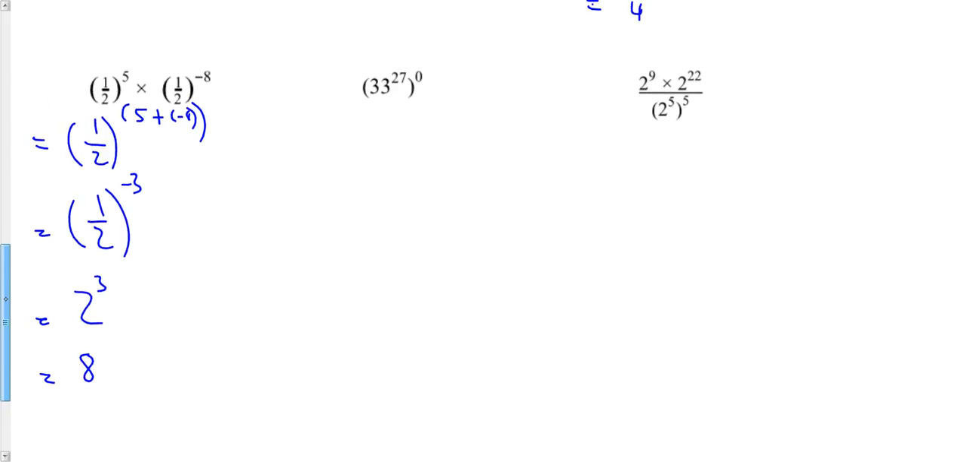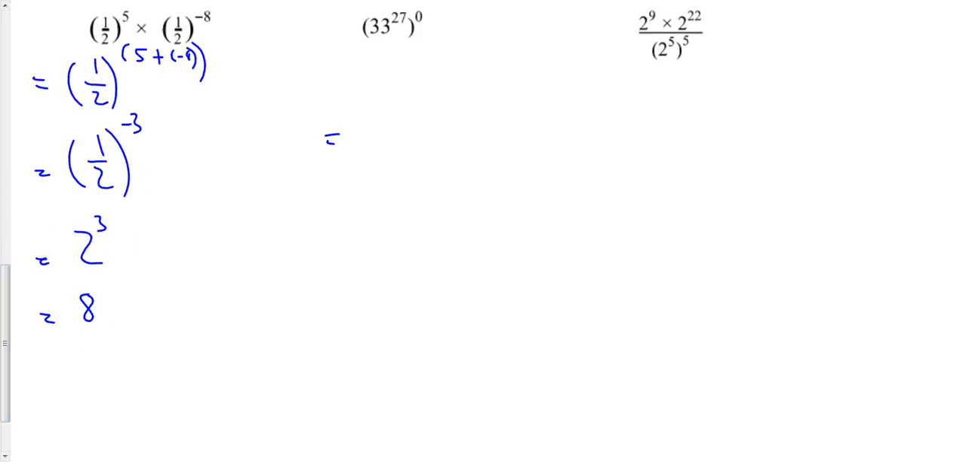In the middle, we've got 33. So we've got a power raised to an exponent. So the power is 33 to the exponent 27, and that's being raised to the exponent 0. So I have to multiply those exponents together. So that gives me 33 to the exponent 27 times 0. So that's the same as 33 to the exponent 0, which is the same as 1. Okay, because any number raised to the exponent 0 is 1.